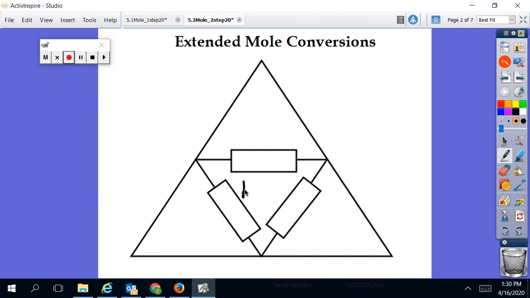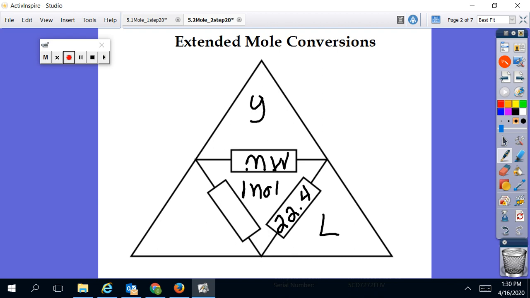We start with mole in the middle, and we can go to grams, which is mass, and we use molecular weight, remembering that the molecular weight on the periodic table is equal to 1 mole. And then we can also go to volume, which is in liters, and at standard temperature and pressure, 22.4 liters equals 1 mole. That number, remember, is on your yellow periodic table, so you don't ever have to memorize it.